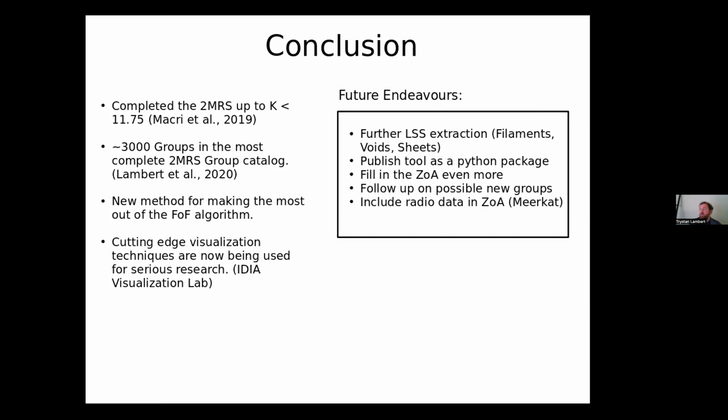Until people start using this method for larger, deeper surveys, I think Christoph's right here. The 2MRS is complete, it's whole sky, but the payoff is that it's very shallow. I think it's 0.03 redshift, so it's complete to about 250 megaparsecs. So yeah, it might be too shallow, and I think that's correct. Great, thanks.